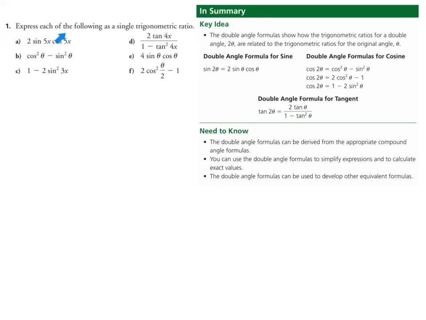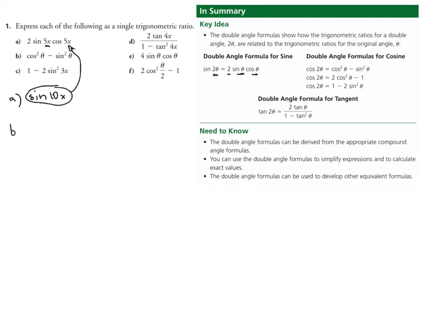Number 1, express each of the following as a single trig ratio. So 2 sine 5x cos 5x. So we just have to look. 2 sine theta cos theta is just sine of 2 times that theta. Right? So for A, this is equal to 2 sine theta cos theta. So this theta is 5x, and so that's equal to sine of 2 times 5x, which is 10x. So that's sine of 10x.